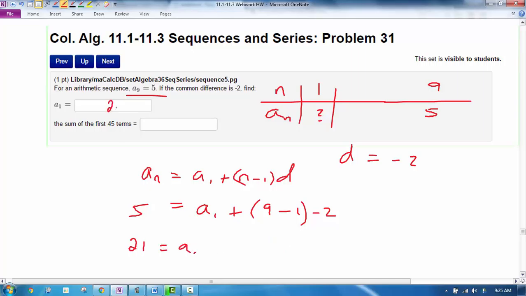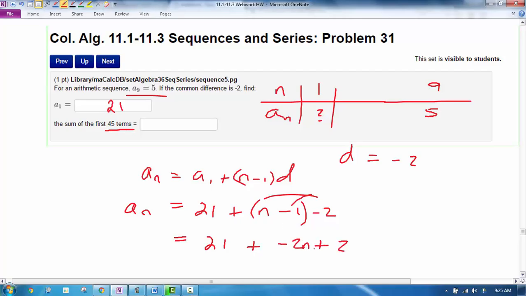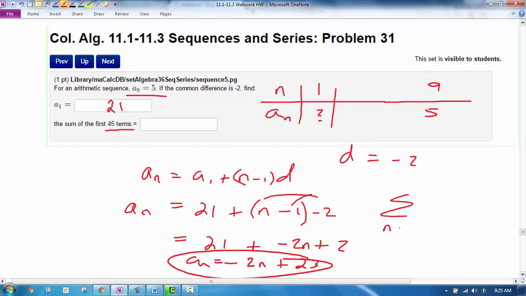So the first term is 21, and then if I add the first 45 terms, what I can do is go ahead and simplify my formula for a sub n first, which is right here. This gives me 21 plus, distribute the -2, you get -2n plus 2, which gives me -2n plus 23. So there's my sequence. So what I'm adding is the first 45 terms of this.